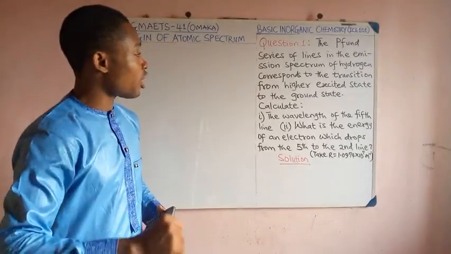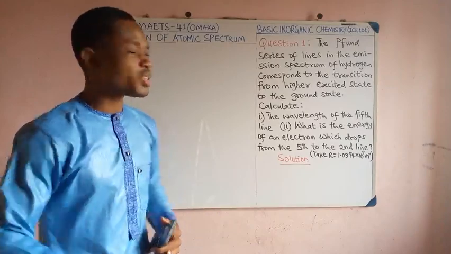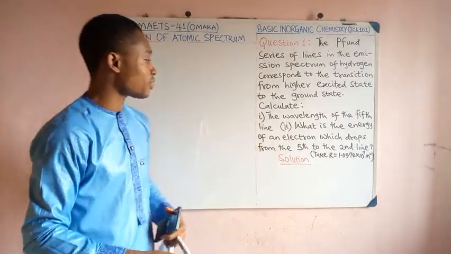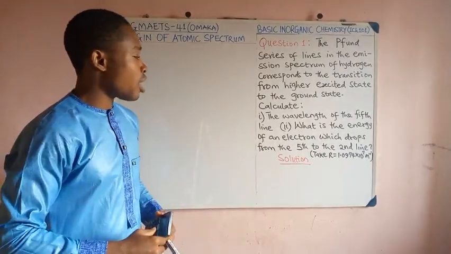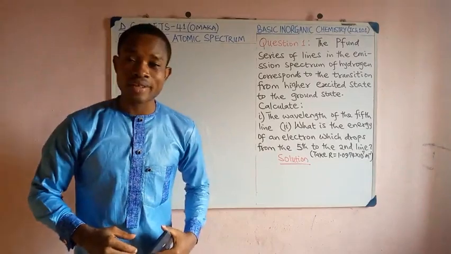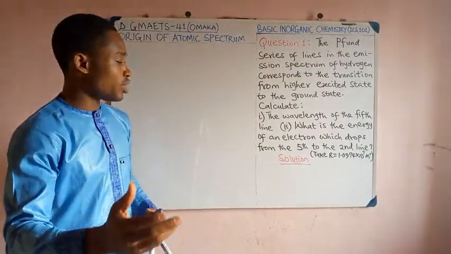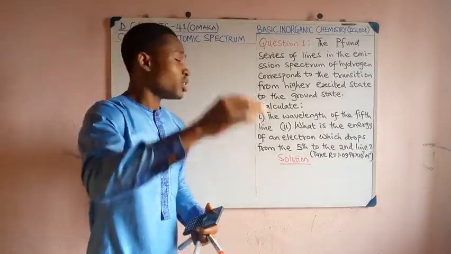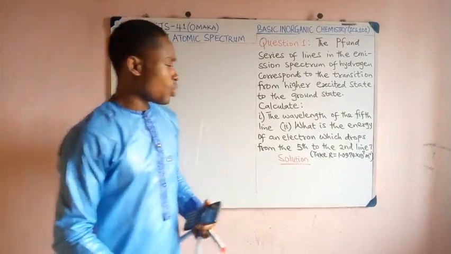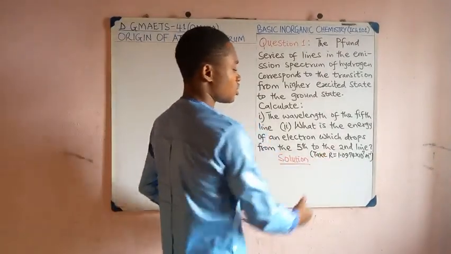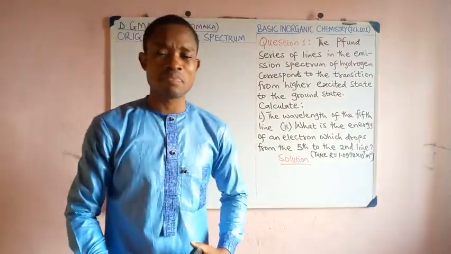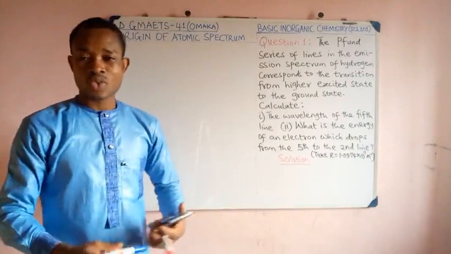The Pfund series of lines in the emission spectrum of hydrogen corresponds to the transition from higher excited state to the ground state. Calculate (i) the wavelength of the fifth line, (ii) what is the energy of the electron which drops from the fifth to the second line? Now we are to take the Rydberg constant as 1.0974 times 10 raised to power 7 per meter. How do we approach this question?